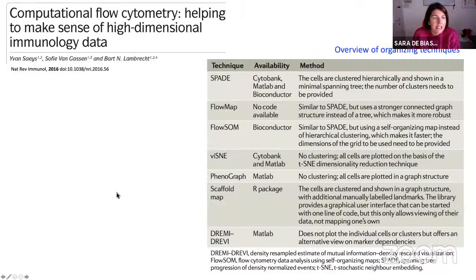In 2016, this review came out in Nature Reviews Immunology. It was written by Ivan Sayes and Sophie Van Gassen, and it was very useful for me because it was a complete overview of all self-organizing techniques to visualize data, starting from the oldest, which is SPADE, published, I think, in 2011, 2012, to other kinds of visualization and clustering methods. This was 2016, but if you want to have an idea of how these methods work, you can download this review.